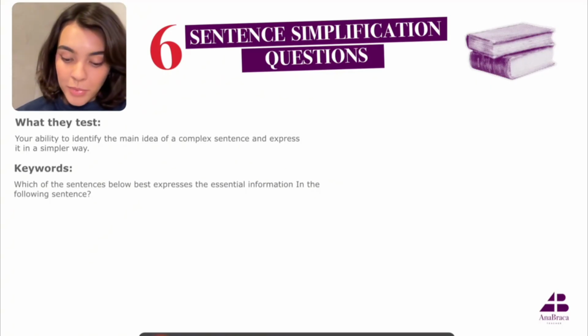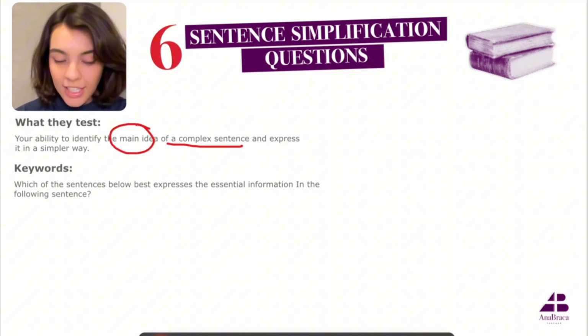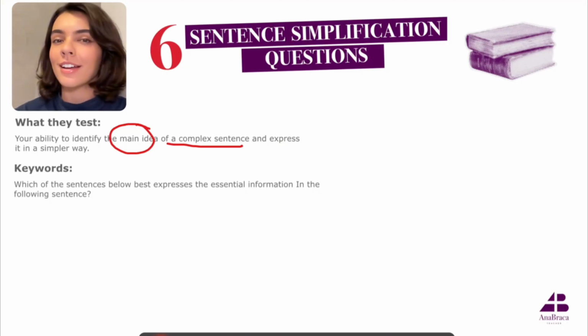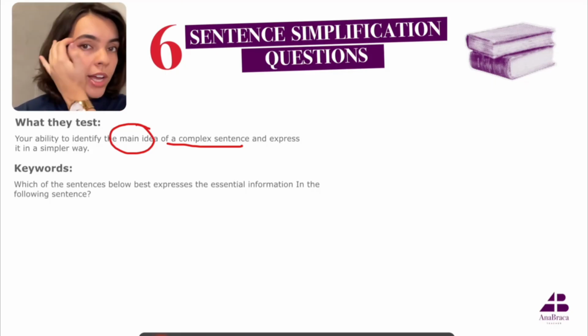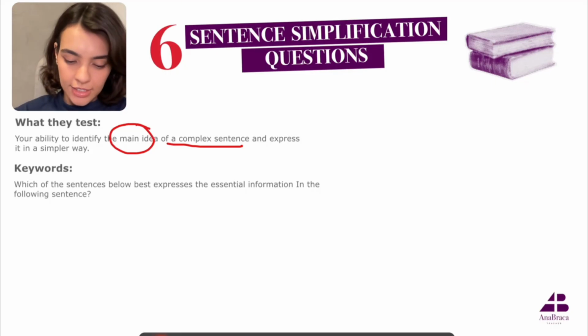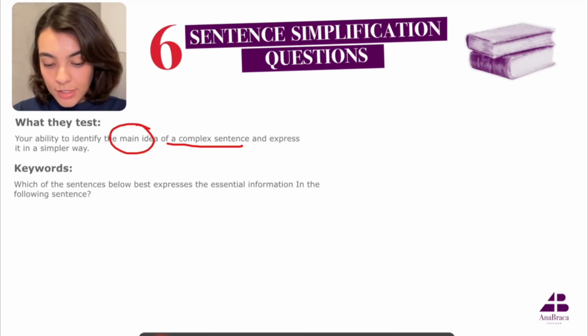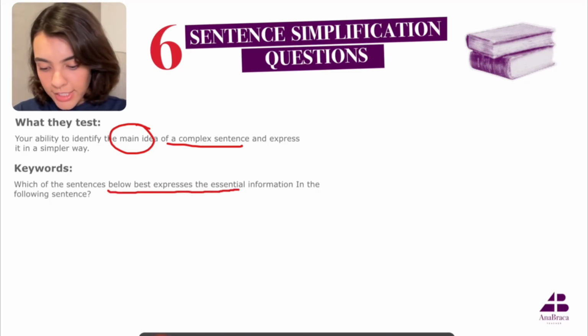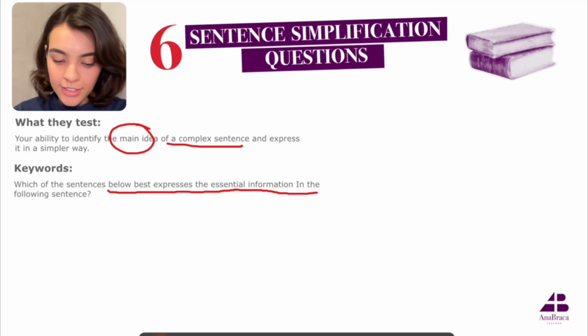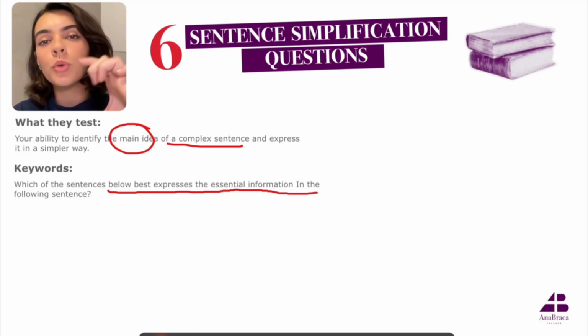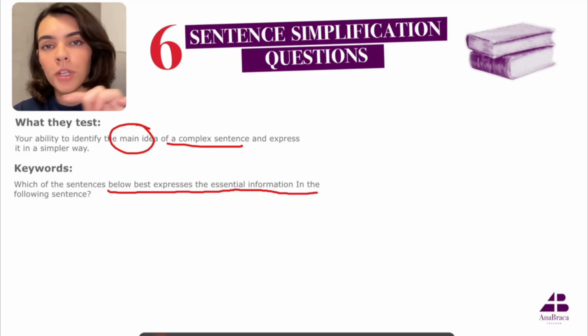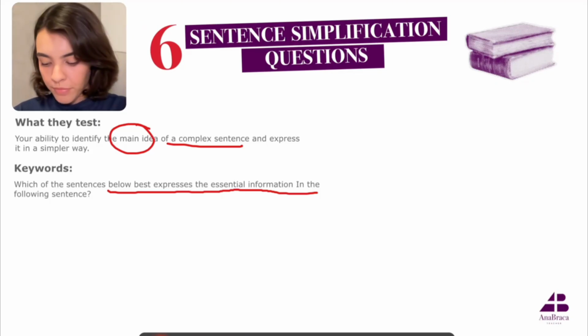What is it testing? Your ability to identify the main idea of a complex sentence and express it in a simpler way. Just like artificial intelligence, for example. Some keywords for this question, they will always ask like this: Which of the sentences below best expresses the essential information in the following sentence, and then they will copy the sentence. It will be in bold for you there.